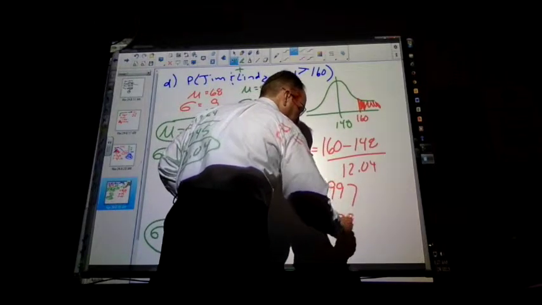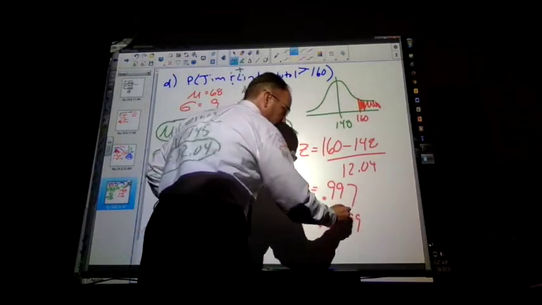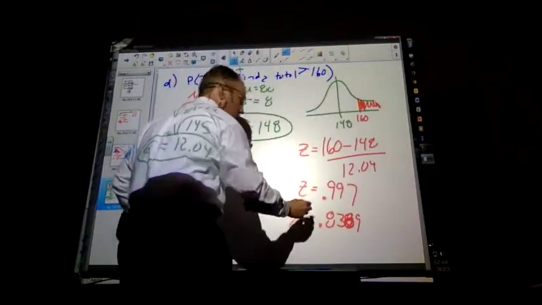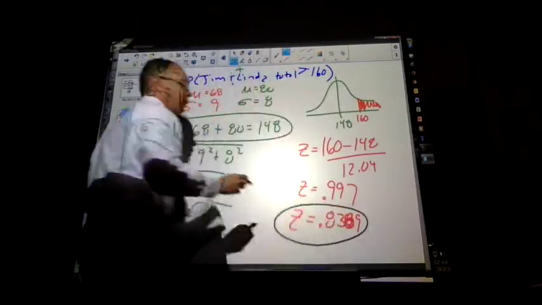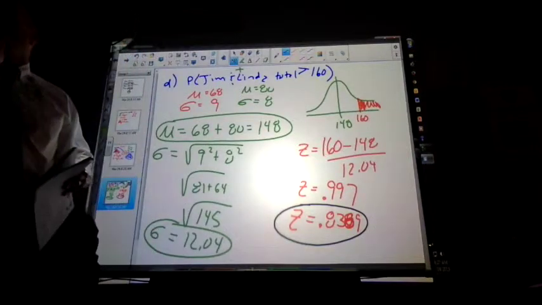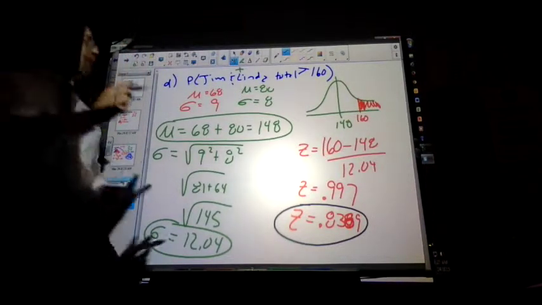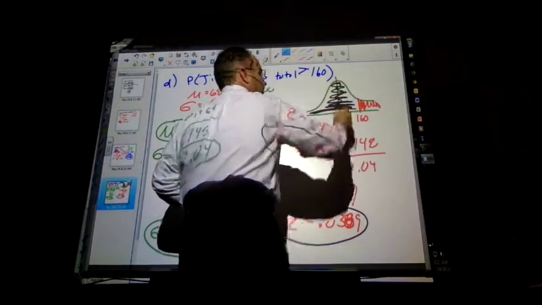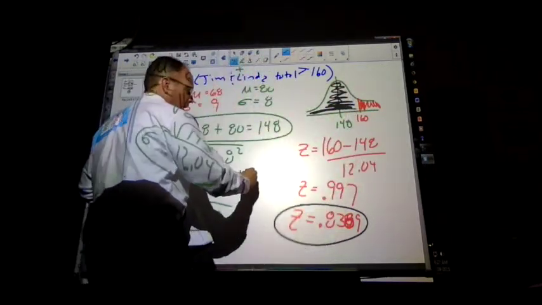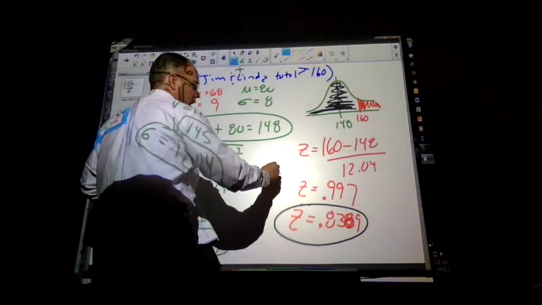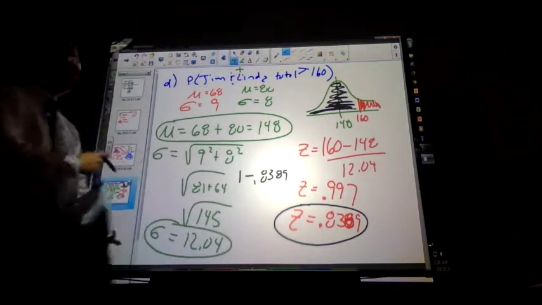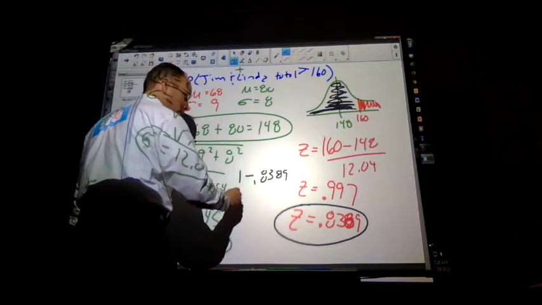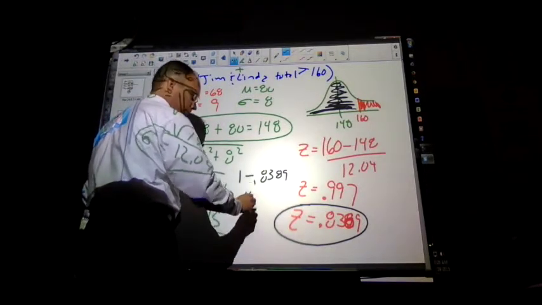That's 0.8389, excuse me. So which area is this right now? That's this area here. Okay, so I need to go 1 minus 0.8389, which gives me what? How much? 0.16 what?